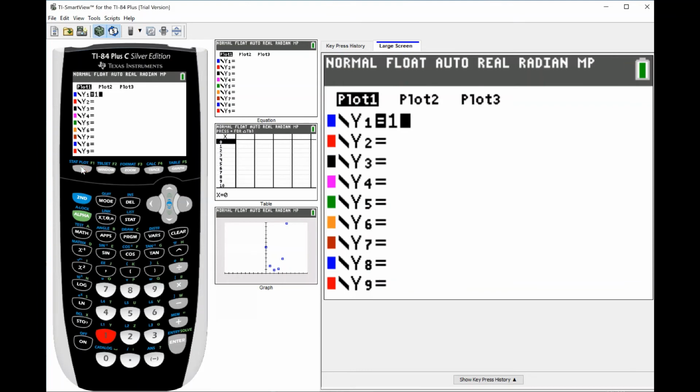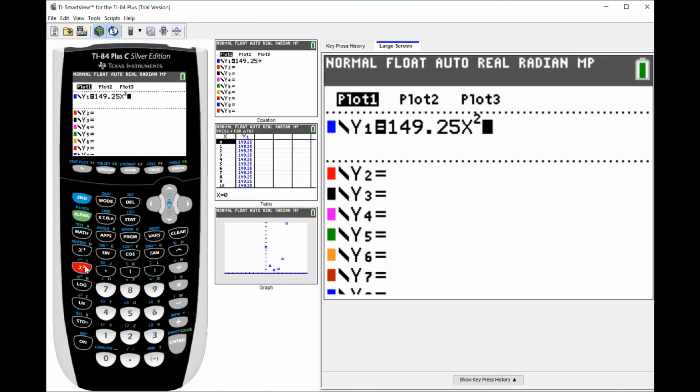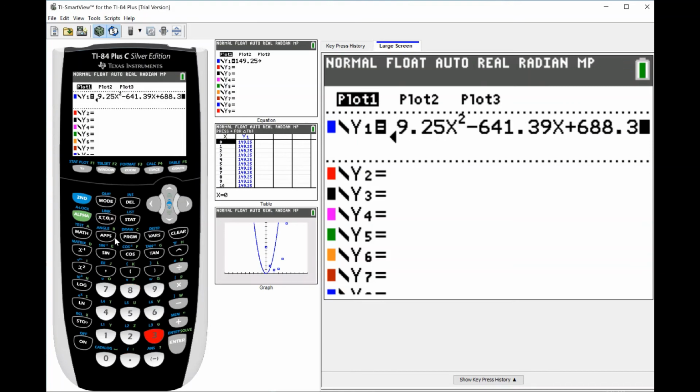So 149.25 x squared. Oh, that doesn't do that. I use my keyboard. Delete. X squared minus 641.39 x plus 688.36. I've got that equation in y equals.